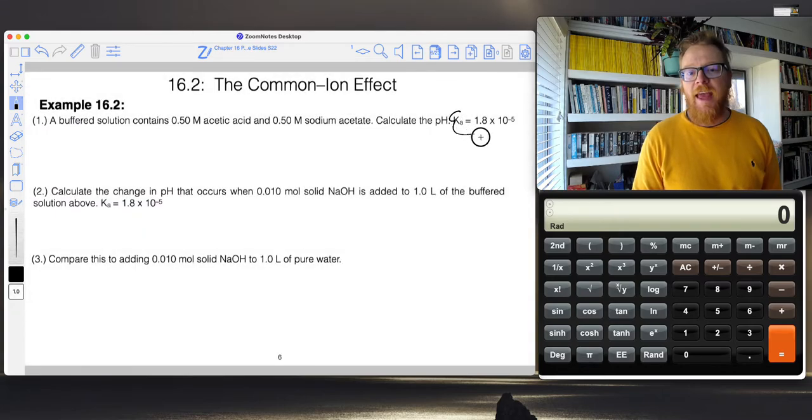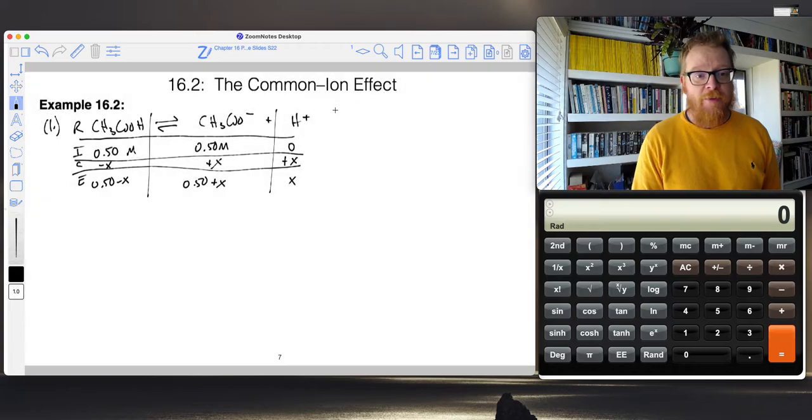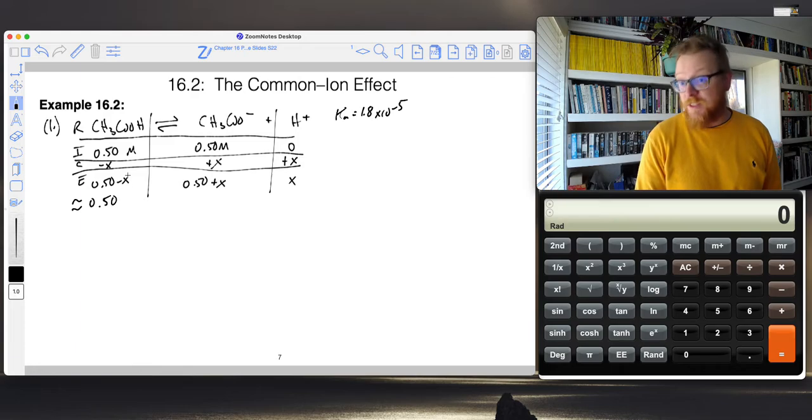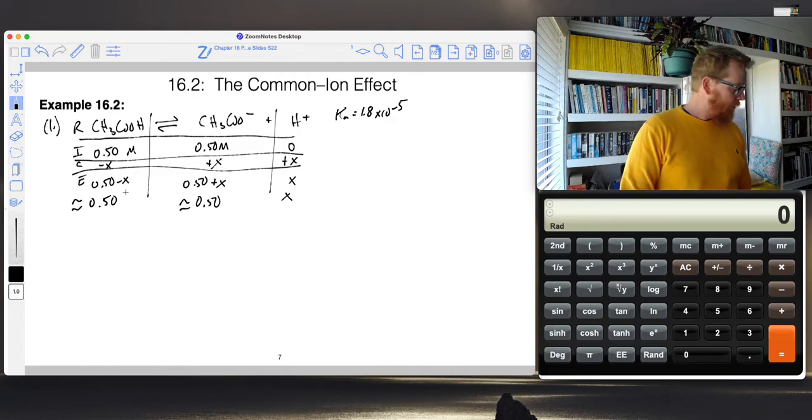And we were given the Ka is quite small, 1.8 times 10 minus 5. Given that the Ka is small in comparison to my initial concentration, we can be confident that the 5% rule is going to work. So 0.5 and 0.5 and still x. We're saying that the value of x is small compared to that 0.5.